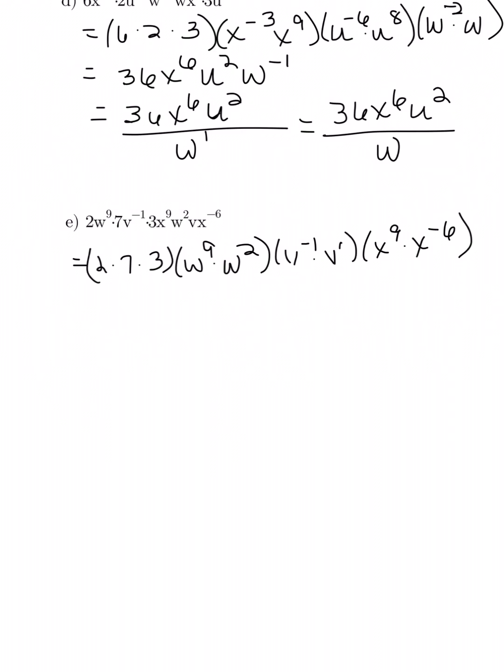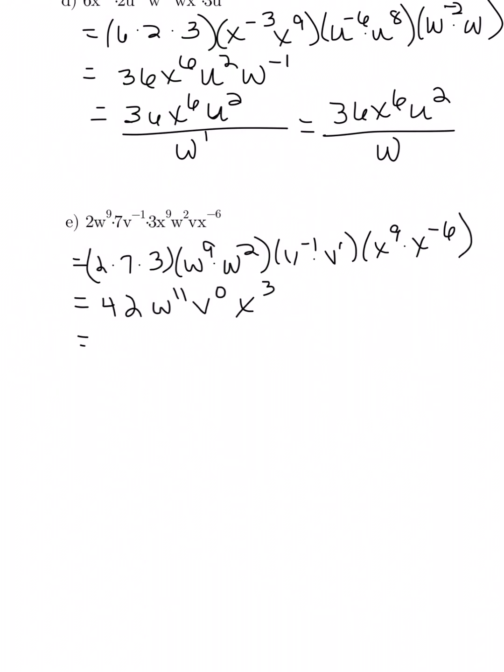Just by putting the like items next to each other, it makes it so much easier to see what you need to do. For the numbers, 14 times 3 gives me 42. On the W's, 9 plus 2 gives me W to the 11. On the V's, negative 1 plus 1 gives me V to the 0. On the X's, 9 plus negative 6 gives me 3.